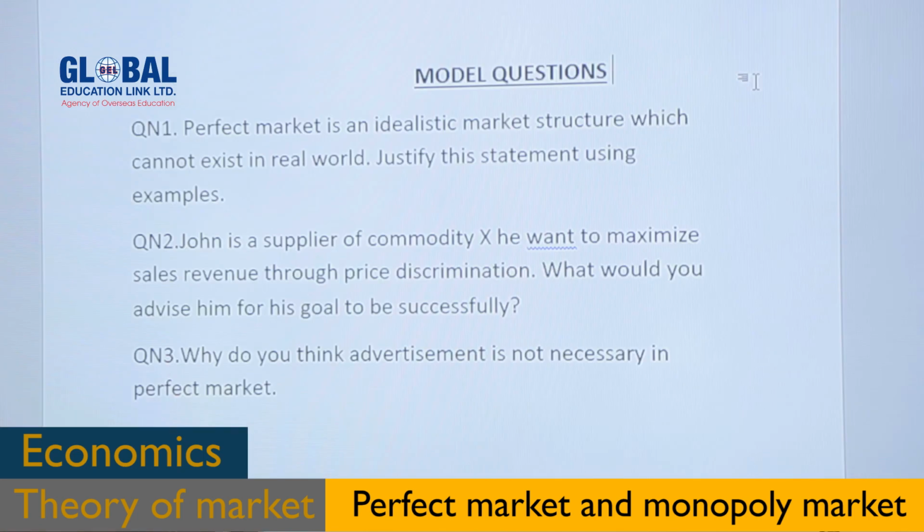The second question, question 2. From the screen you can see it is asking: John is a supplier of commodity X. He wants to maximize the sales revenue through price discrimination. What would you advise him for his goal to become successful?